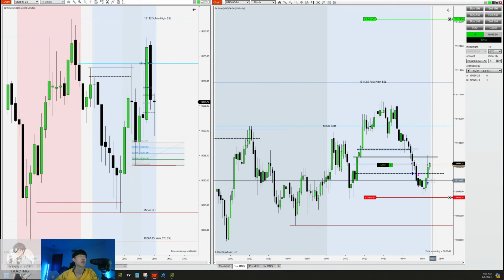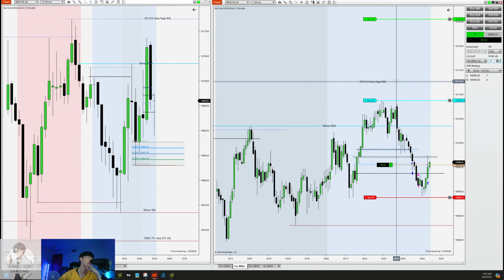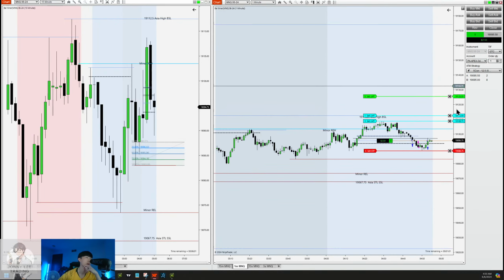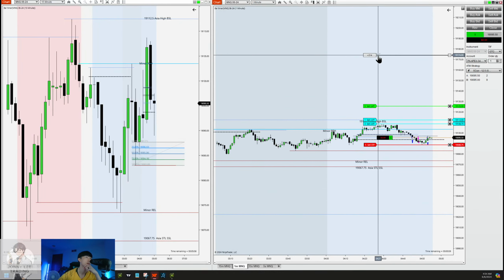So here we need to manage our position by setting, if this does count as a reversal here, we want to be able to take profit at this high and this short-term high here. And then one more at Asia's high. And then I can leave a runner overnight.